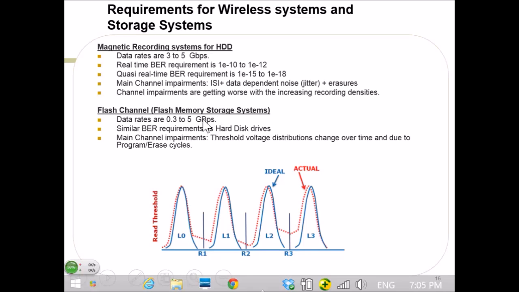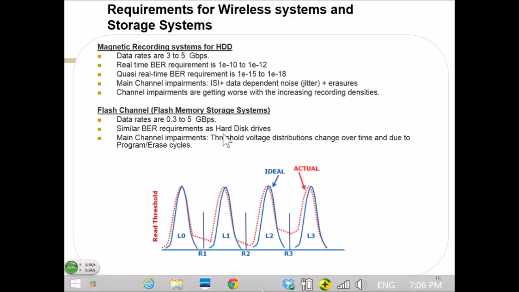And for the flash, the data rates are 0.3 to 5 gigabytes per second, so it's almost like 8 times more. And there are similar bit error rate requirements as hard disk drives, and the channel impairments are not that bad as the hard disk drive. Signal processing wise, in the hard disk drive we have a preamplifier, analog front end, and turbo equalization. In the flash, the channel is very simple.